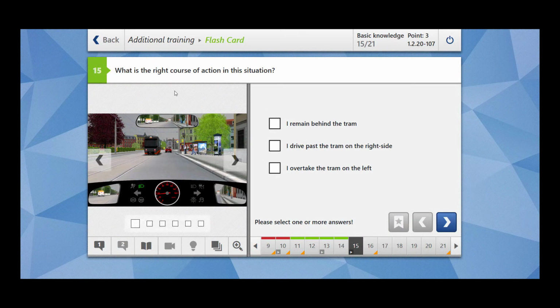Two problems. What is the right course of action in this situation? I remain behind the tram. That makes sense because passengers, they want to board the tram or they may alight.